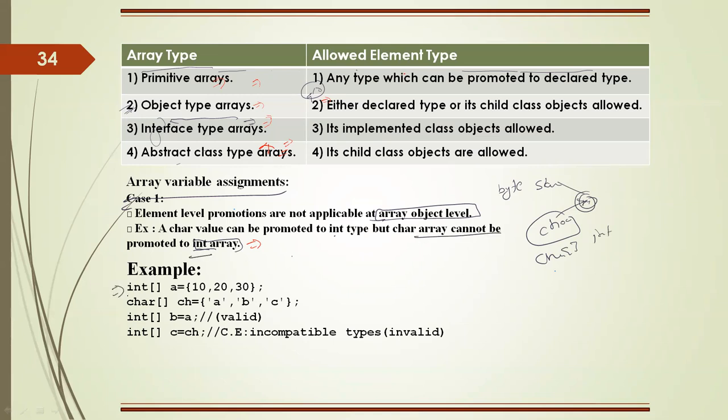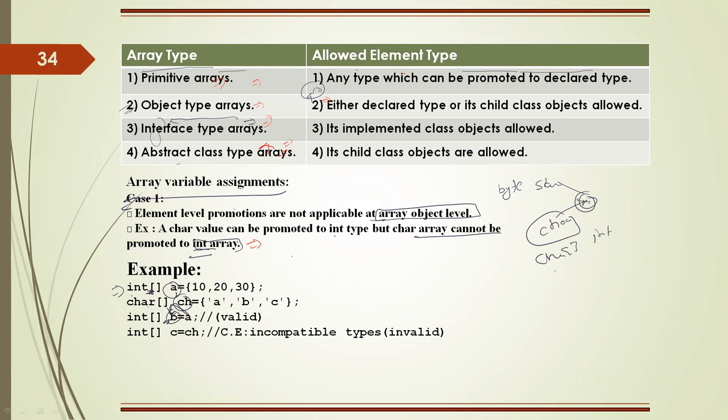In the example, single line declaration is there: construction, initialization and declaration. A has a size of 3 array. So char ch equals this is valid. Then we can initialize A with B. Why? Because an int array can be initialized to that B.